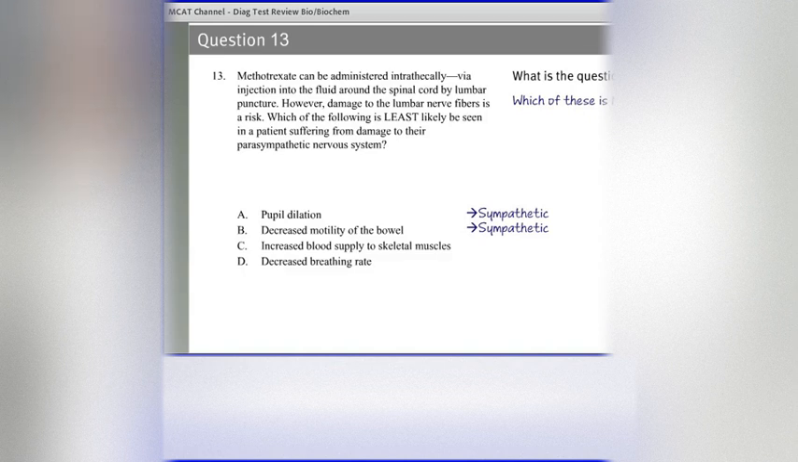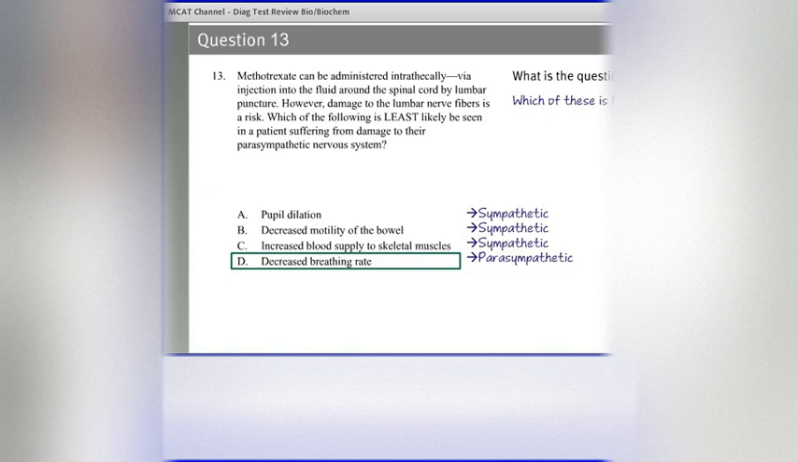In fact, as soon as we get to C, more blood supply, more vasodilation, we know the answer must be D. It's the one that is not a sympathetic response. And in fact, decreased breath rate is like rest, digest, sleeping. That is parasympathetic, and it must be the right answer. See what I'm getting at here?